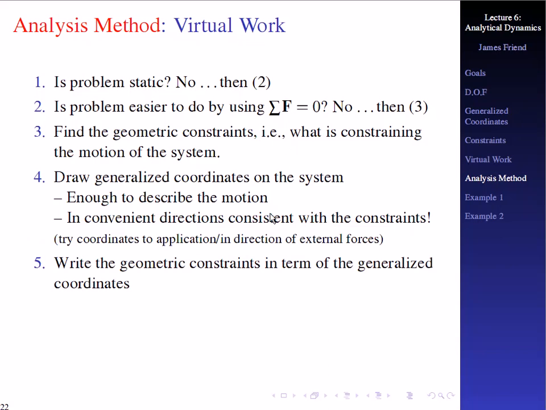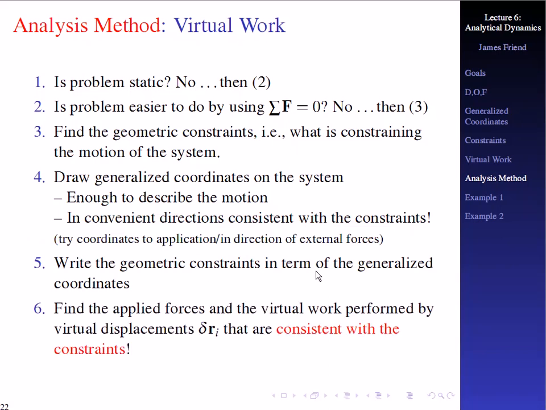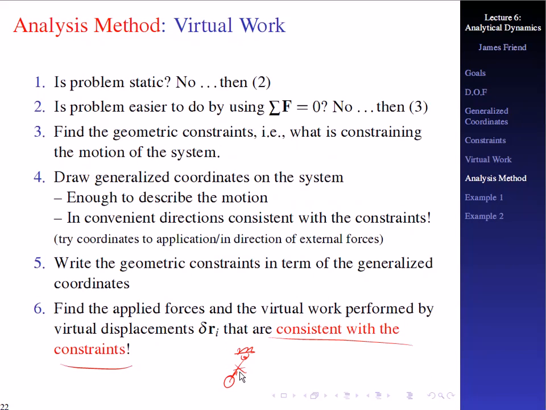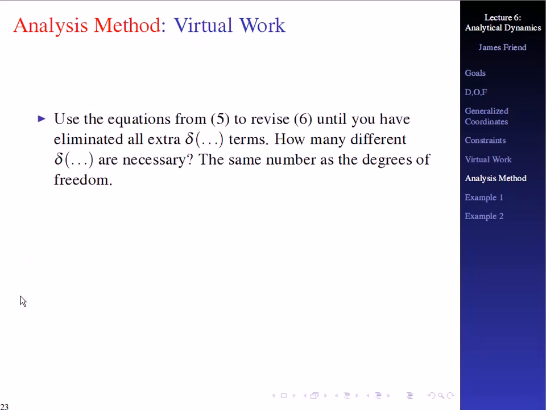Write the geometric constraints in terms of the generalized coordinates, if you can. And then find the applied forces and the virtual work performed by virtual displacements, delta r sub i, that are consistent with the constraints. You cannot break the constraints. So for example, you have a situation with the pendulum with a pin and the bob. You can't just cut this and say, oh, I'm just going to ignore the fact that maybe we have a force of constraint here or something like that. You cannot do that. So then once you have this, from this fifth step, the geometric constraints and the applied forces, then we'll use all the equations from 5 to revise 6, your virtual work statement, until you have eliminated all extra delta of stuff terms. And you'll see what I mean when we get to it.